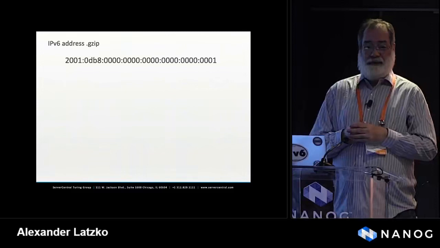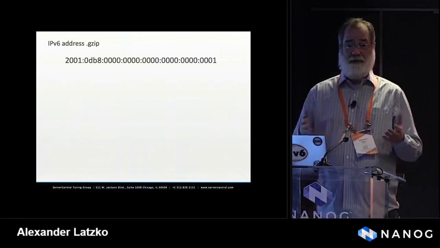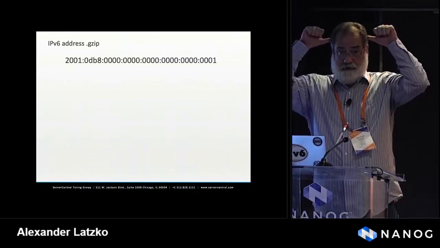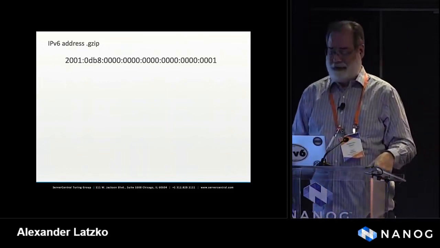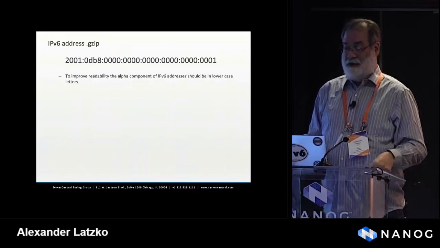IPv6 address.gzip, anyone? Okay, so you're all familiar with what a moose is? Moose.gzip? Okay. Some of these are going to be good.